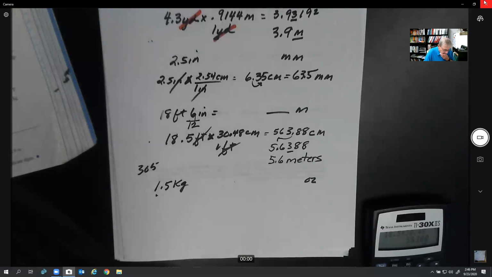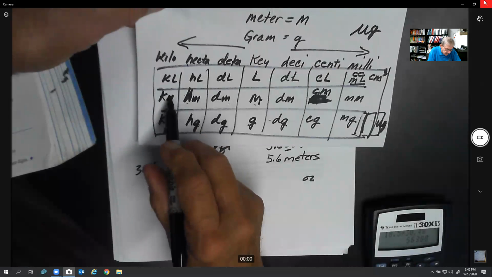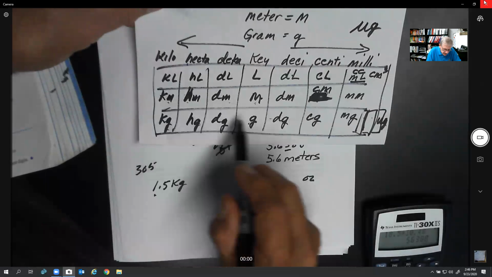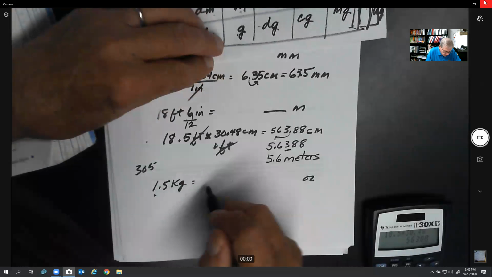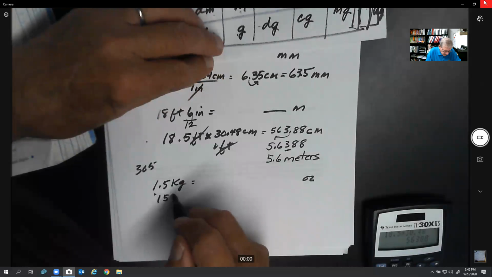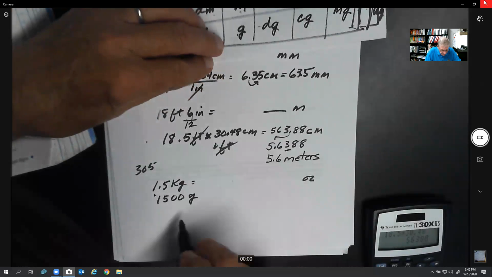So I guess we want to change this to grams first. Again, I look at my chart, 1.5 kilograms. I want to change to grams. I'm going to move this 3 places. So that's equal to 1,500 grams.